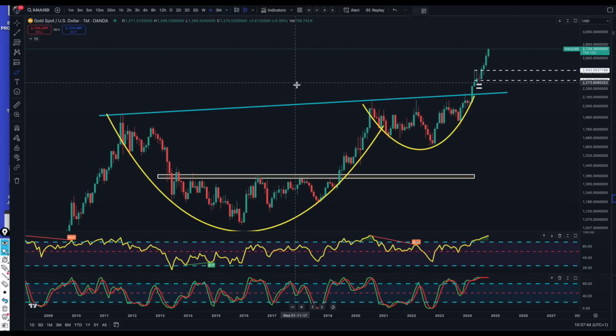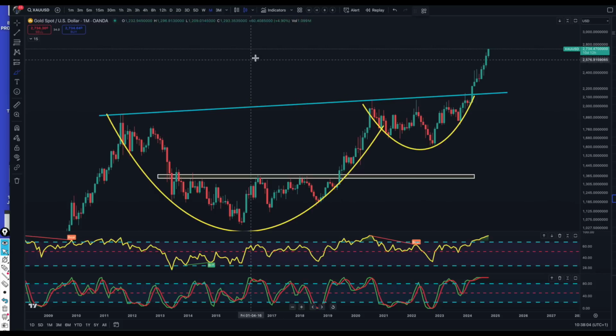And if we move on to the metals, and if we move on to gold, we're seeing some incredibly bullish signs here. What we've got is a breakout that we got back in March this year, and since then, it's just been a series of higher highs and higher lows.